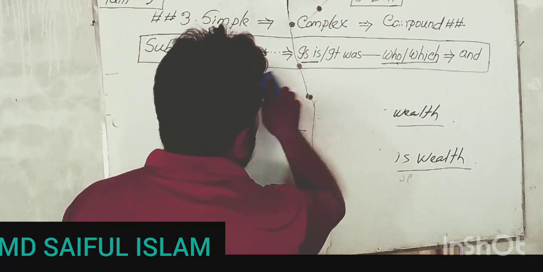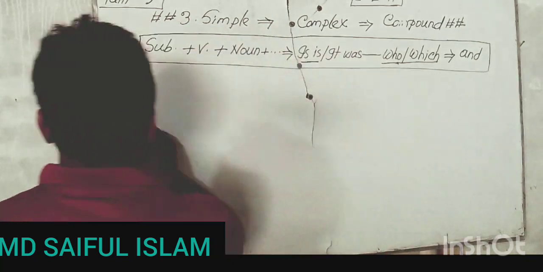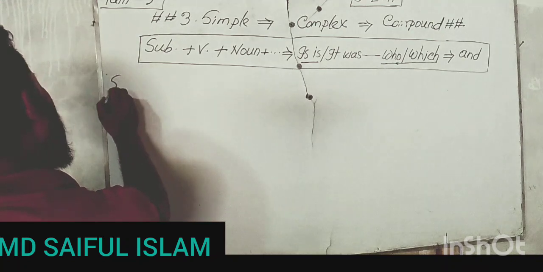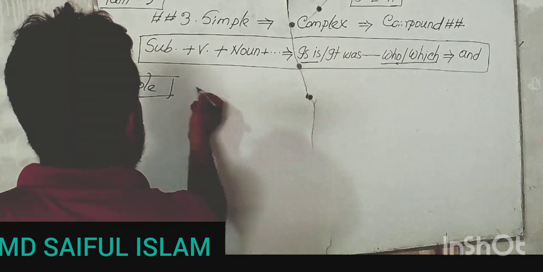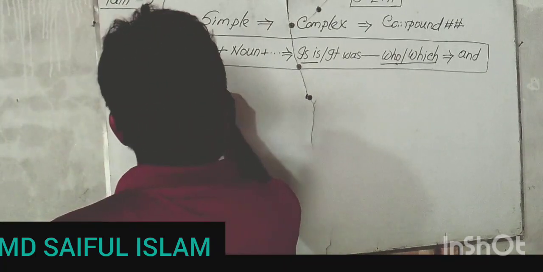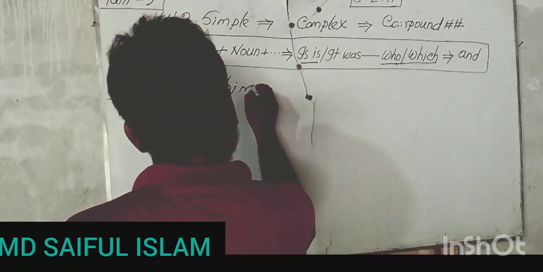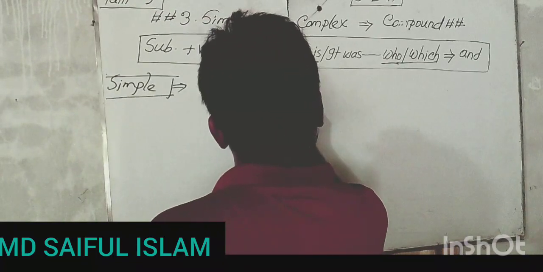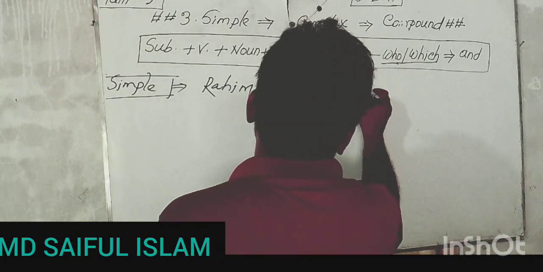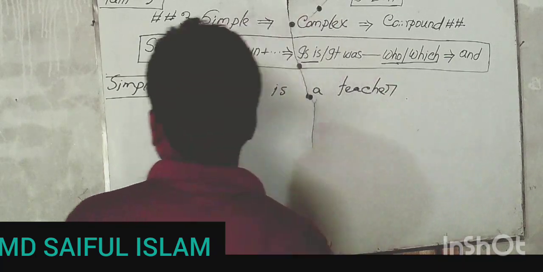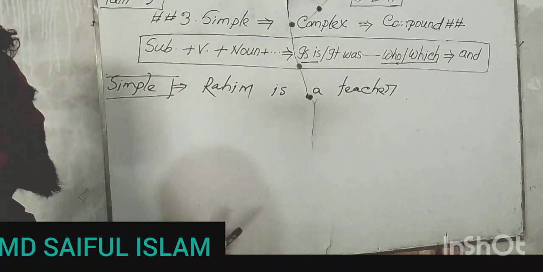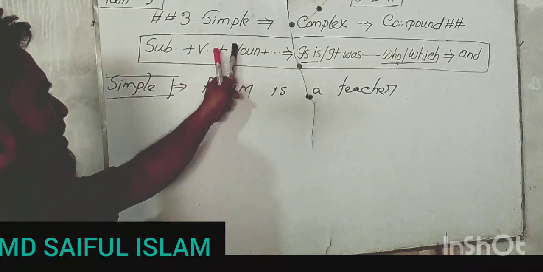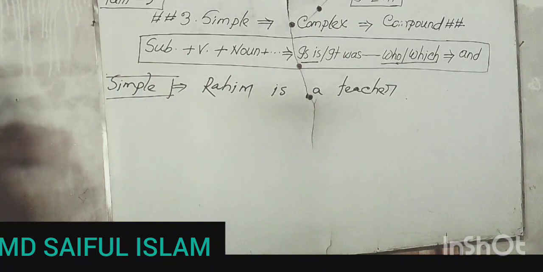So viewers, for your betterment, I can give you another example. Thank you very much. Look at the board and try to understand. Now we'll write down another example. Simple. For example, Rohim is a teacher. We try to understand that this sentence possesses this structure: subject plus verb plus noun.